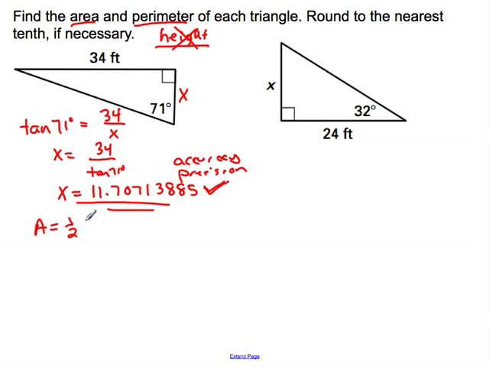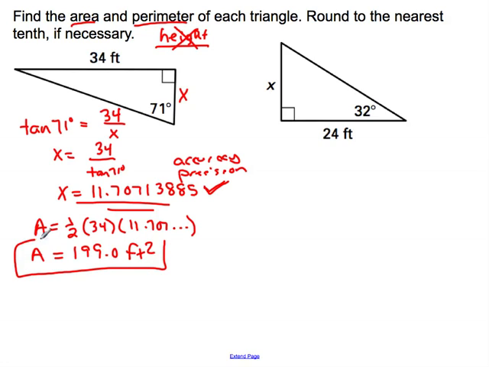So to find the area, it's 1/2 the base, which is 34, times the height, which is like 11.707, and sometimes I just write the dots to say I'm using all those digits. In your calculator, you should get the area equal to 199.0 square feet. Some teachers really like it when you put this 0.0 at the end. Others are like, well, that's stupid. So when it does say if necessary, I think it's okay to leave that off of there.